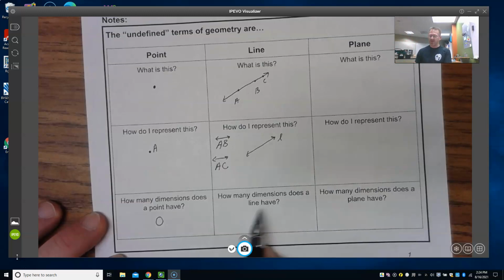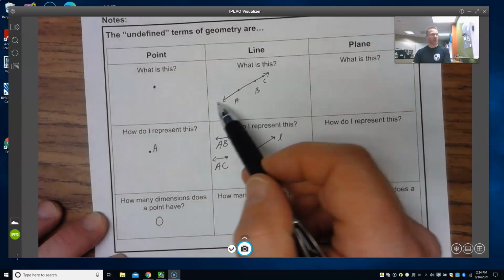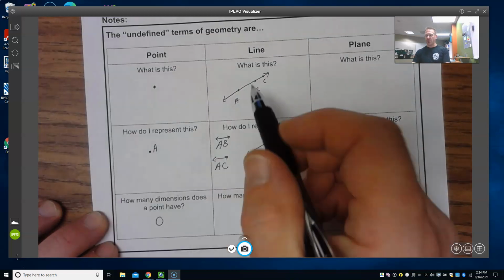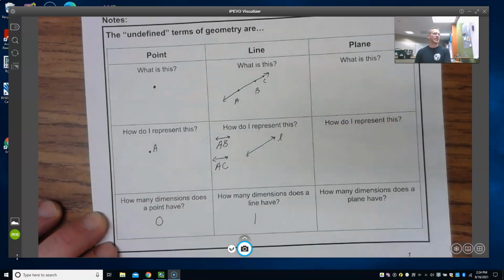Now how many dimensions does the line have? 1, because I can just go one way. So think about it, I can go right or left, but I can't go up or down. So I'm only going in one direction here.